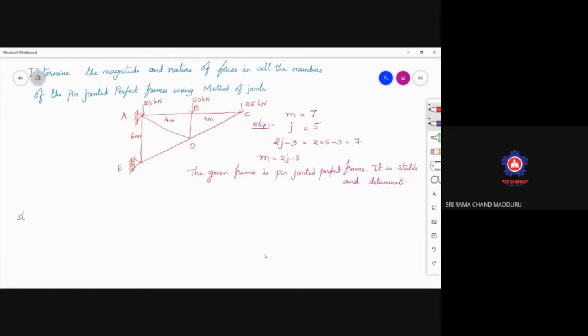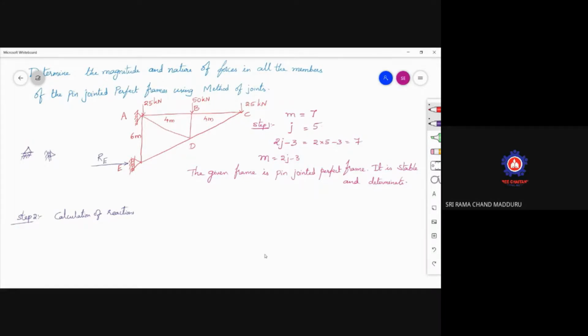In the second step, calculation of reactions. Now what are the reactions here? This is a roller support at E. For a roller support, the reaction will be vertical. This roller support is not like this, it is like this. So the reaction here is RE.